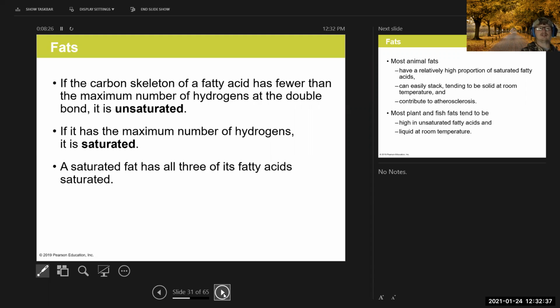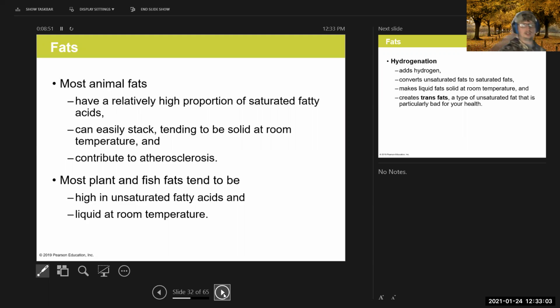A saturated fat is much more linear in form, and so it allows it to stack tightly together, whereas those kinked unsaturated fats, so if this was a kinked molecule and it stacks, it's going to have some space like in between my hands there, and that's going to allow it to be liquid at room temperature, which is the opposite for saturated. They're going to be solid at room temperature. And most animal fats are saturated fats. They have a high proportion of saturated fats.